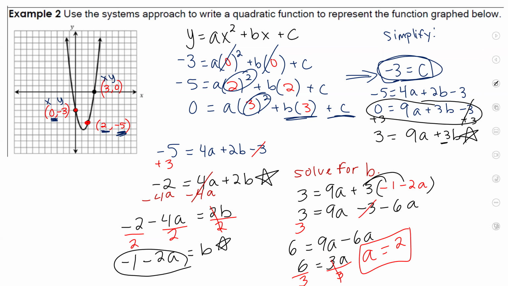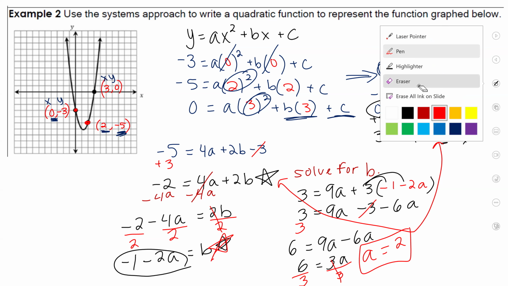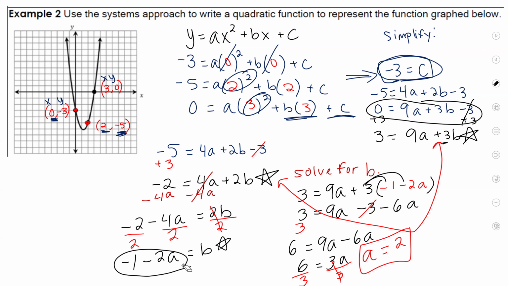How do I figure out what b is? Yep, you can plug it in. You can plug it into any of these starred equations. I'm going to plug it into this simpler one down here. So let's see what that would look like. Instead of this a, I'm going to plug in 2. We just said a was 2. So I get -1 minus 4 equals b. So what is b? -5. Thank you. All right, so I found a, b, and c.